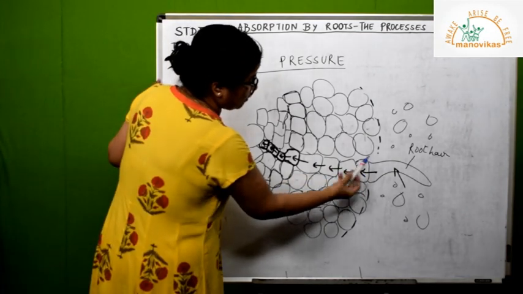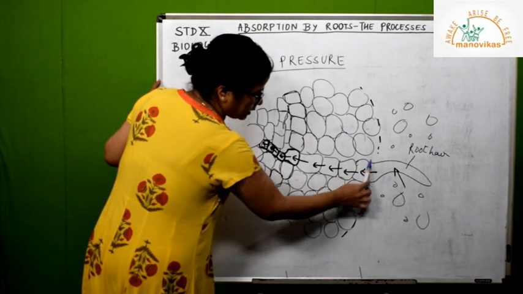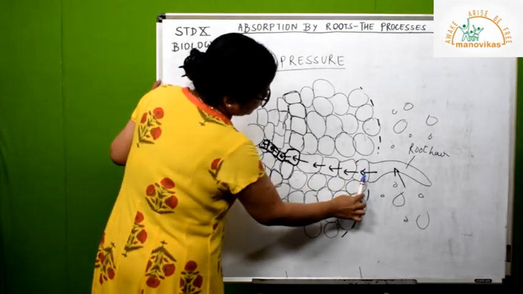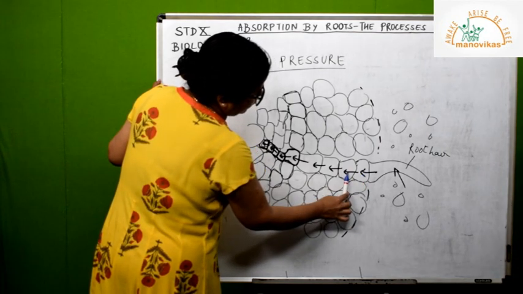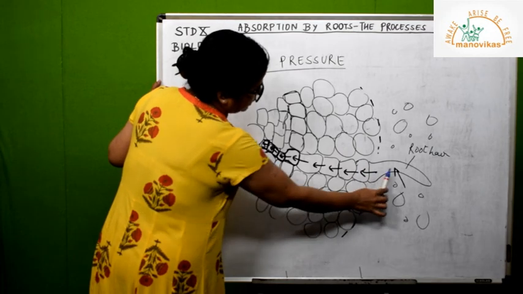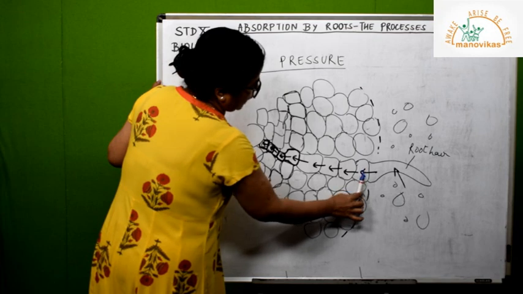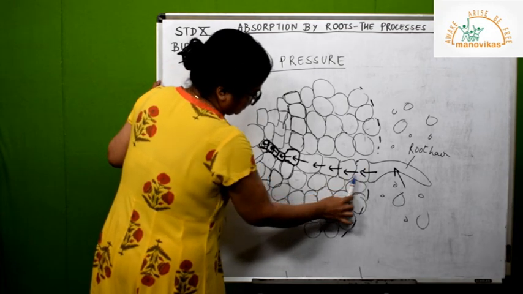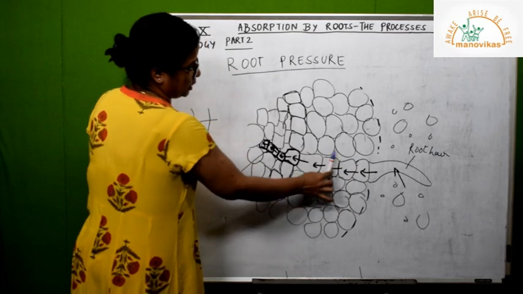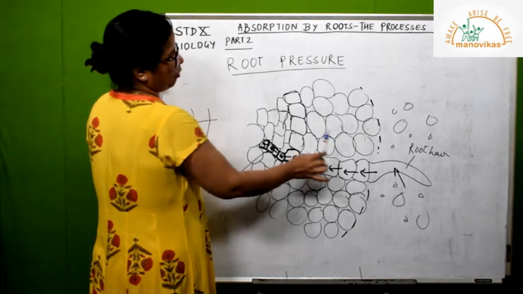Now, you can see there will be a simultaneous expansion. As the water enters, this cell will expand, and then after the water leaves, this cell will become a little flaccid. So, water is entering, it is becoming turgid, and when the water is leaving, it is becoming flaccid. But this happens fast. So, there is a simultaneous wave of expansion and contraction of the cells. This generates a kind of pressure.